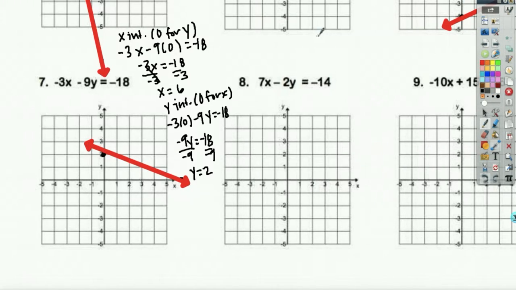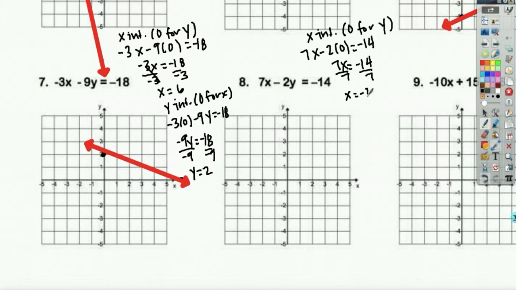On 8, you've got 7x minus 2y equals negative 14. To get your x-intercept, you're going to do 0 for y. So 7x minus 2 times 0 equals negative 14. 7x equals negative 14 because negative 2 times 0 cancels out. Divide both sides by 7, and you'll get x equals negative 2. Go on your x-axis to negative 2, put a point.